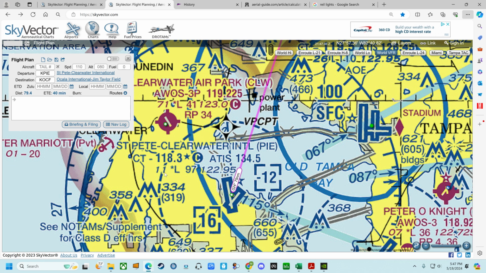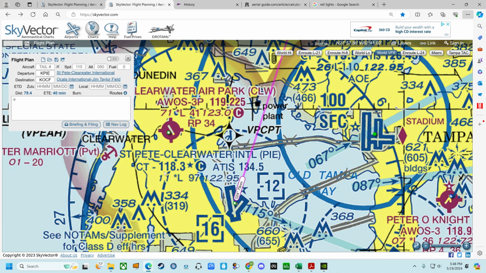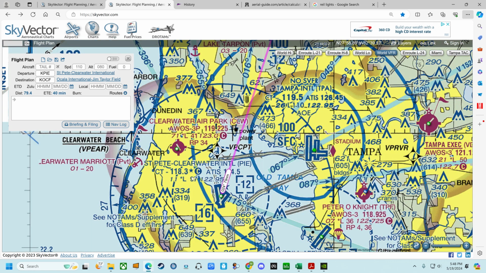The airport is 11 feet MSL above sea level is the elevation. Your ATIS information is here. The frequency is 134.5, and control tower is 118.3. And then you can notice it's actually this airport. Some people got confused. This airport actually is a Class Delta because of the dashed blue line.